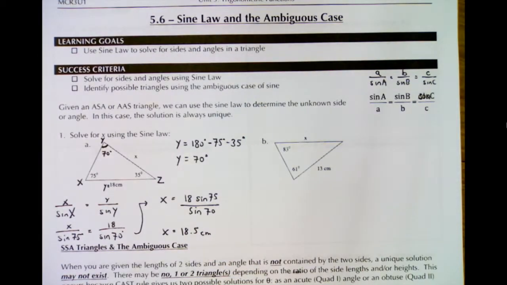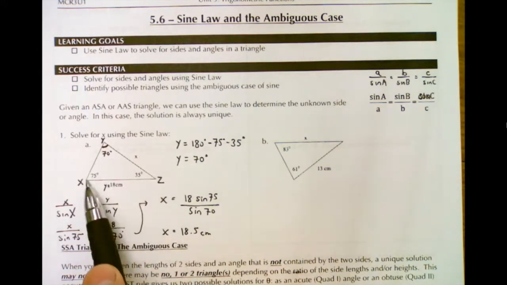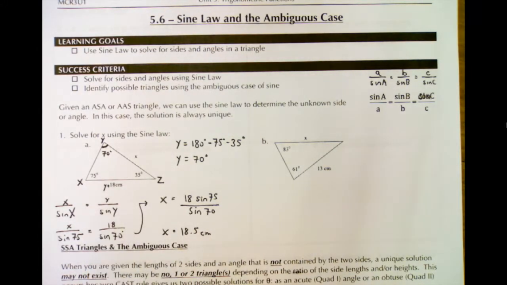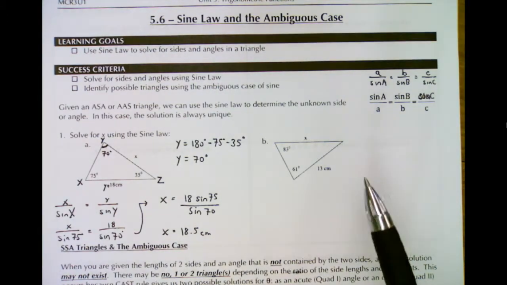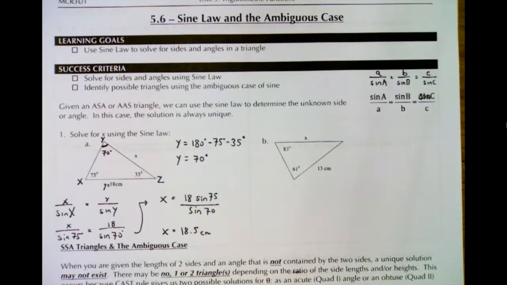And if you take a look proportionally, that makes sense because angles and sides should be proportional. We've got 70 degrees across from 18, and we got 18.5, which is across from 75, which is slightly bigger than 70. All right, you can try example B now. If you want, you can do it now, pause the video. If not, pick it up at the end of the lesson.